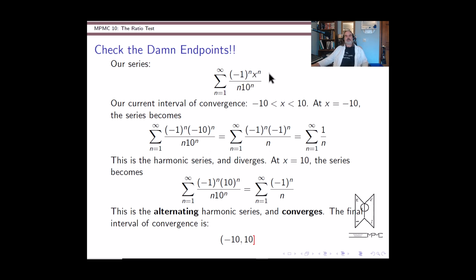Okay, so don't forget that endpoint of a ratio test problem when you're using it to analyze intervals of convergence for power series. Okay, so that's been more than 20 minutes on the ratio test. 4 examples all the way through from simple to intermediate to power series and checking the damn endpoints. Don't forget that.